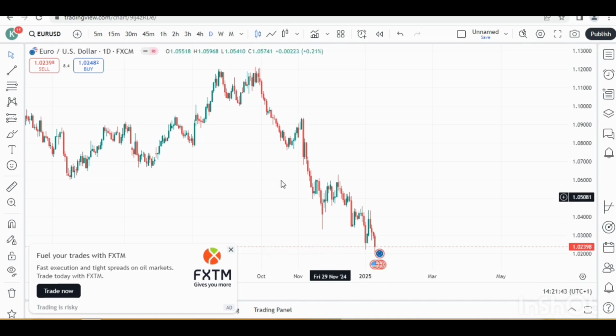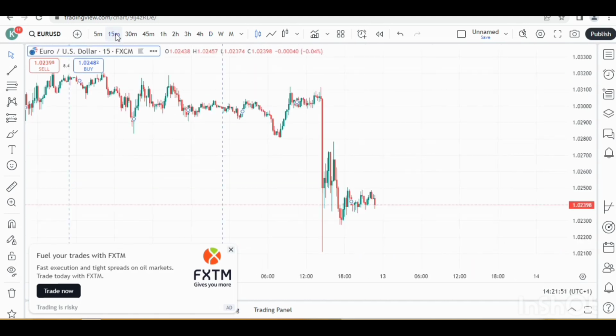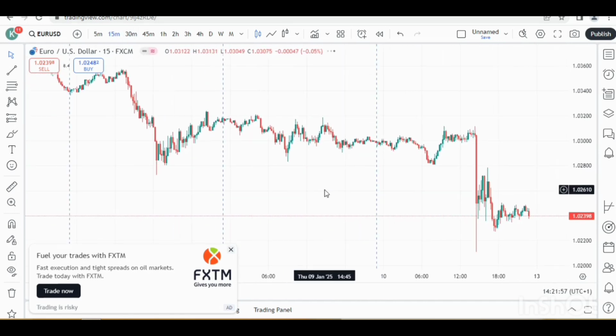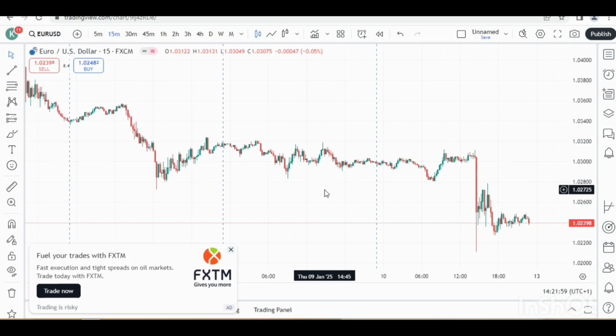Let's go back to our entry time frame, which is the 15 minutes time frame, which is where I take my entries. So I've come down to the 15 minutes time frame. Now there's one indicator we'll be adding to this chart, and it is called the FXN indicator. So let's go to our indicator bar and add this indicator to our chart.